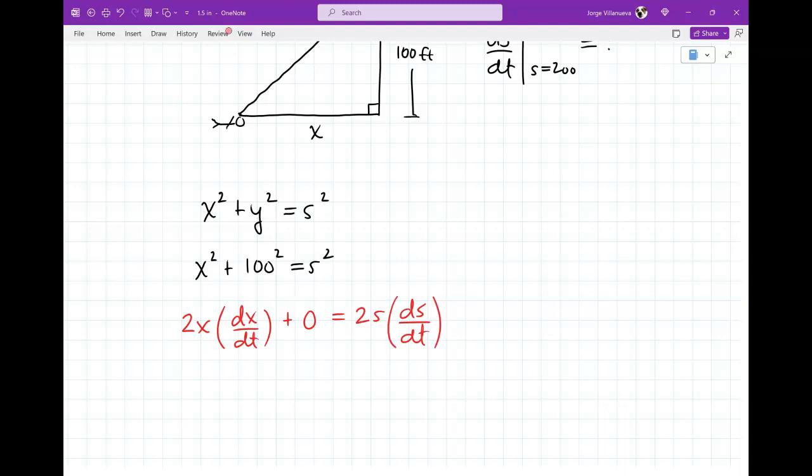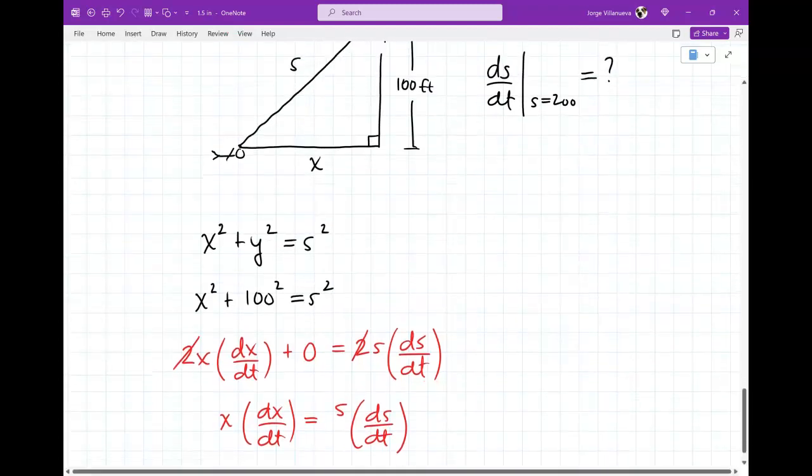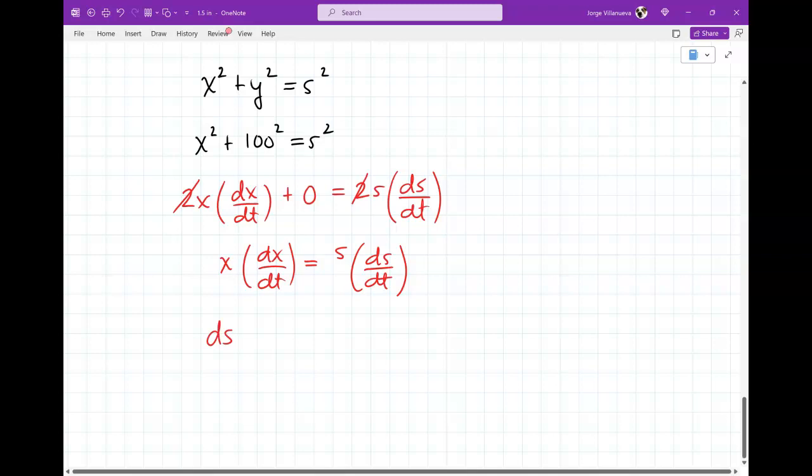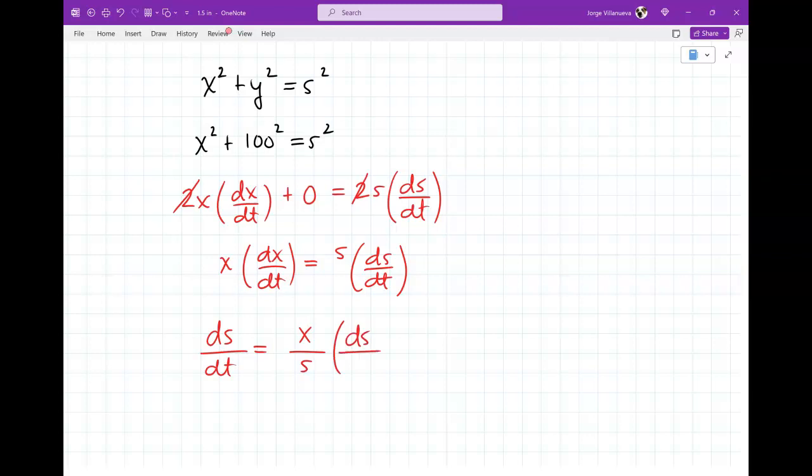Again, the 100 squared, that's just basically 100 times 100, right? It's 10,000. The derivative of 10,000 is 0. It's a number, okay? I'm going to divide everything by 2, in other words, canceling it out. So I get x dx/dt equal to s ds/dt. Remember, my whole point is to get ds/dt. On the very top right, you can see it, ds/dt when s is 200. So let me solve for ds/dt. I'm going to divide by s. So ds/dt is equal to x over s times ds/dt. I'm sorry, dx/dt.